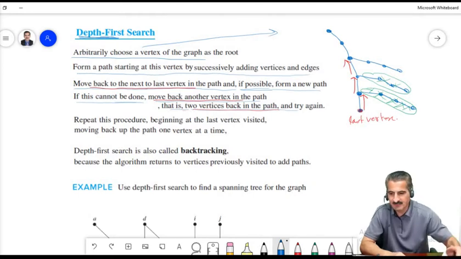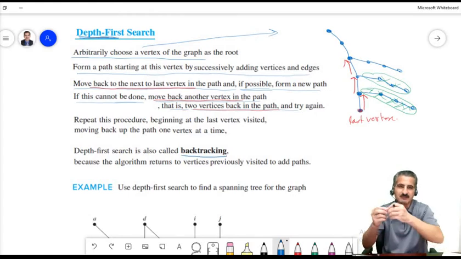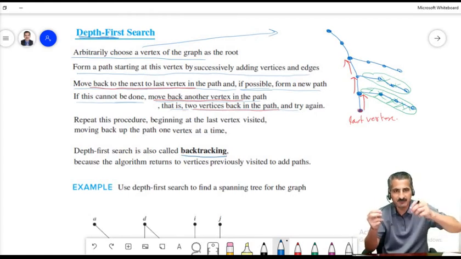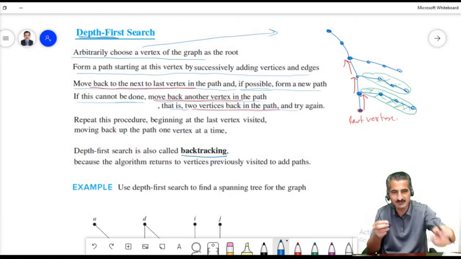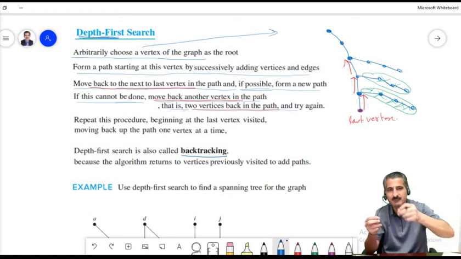Okay, and this is called backtracking because you have just seen we reached a vertex and then we come back to the vertex before to do the same thing, to repeat the same procedure. If we cannot, then we go back one more to do the same procedure, and that's why it is called backtracking.